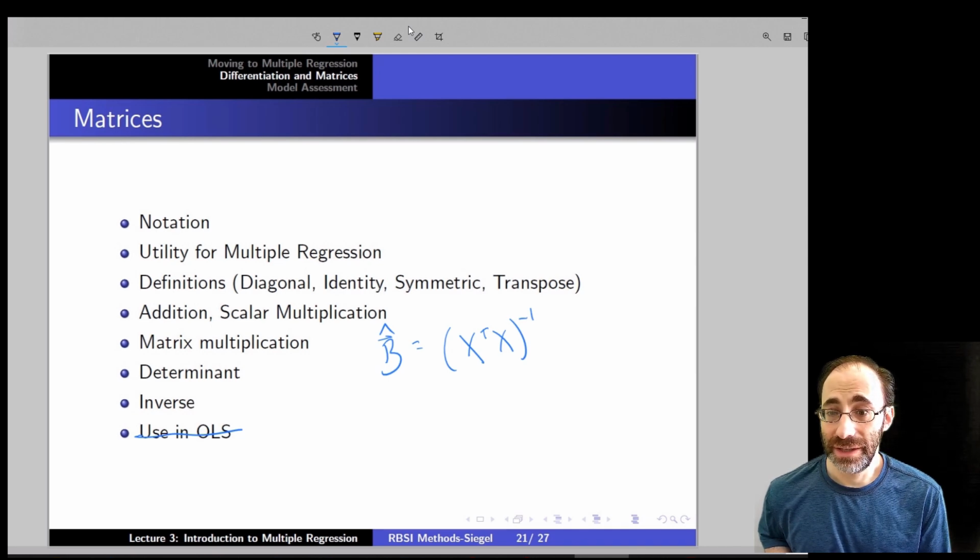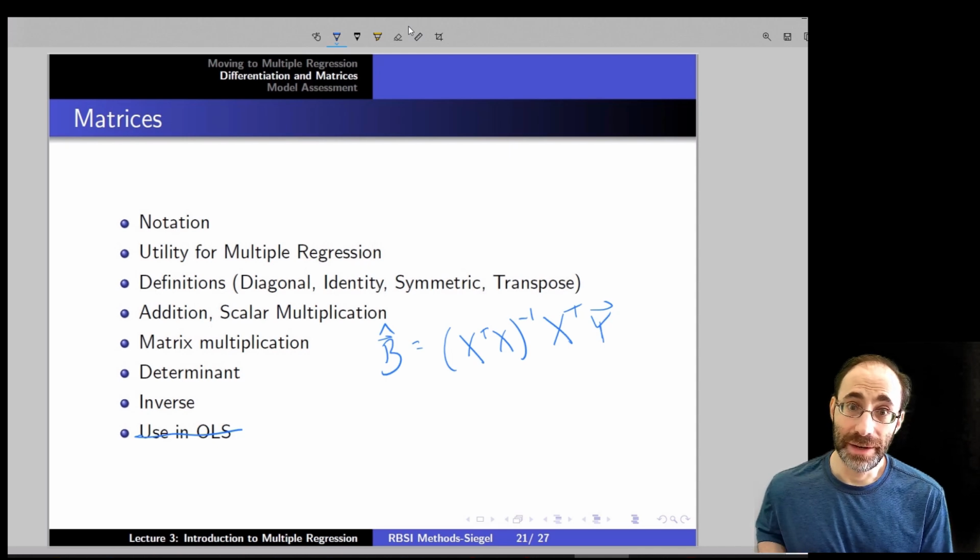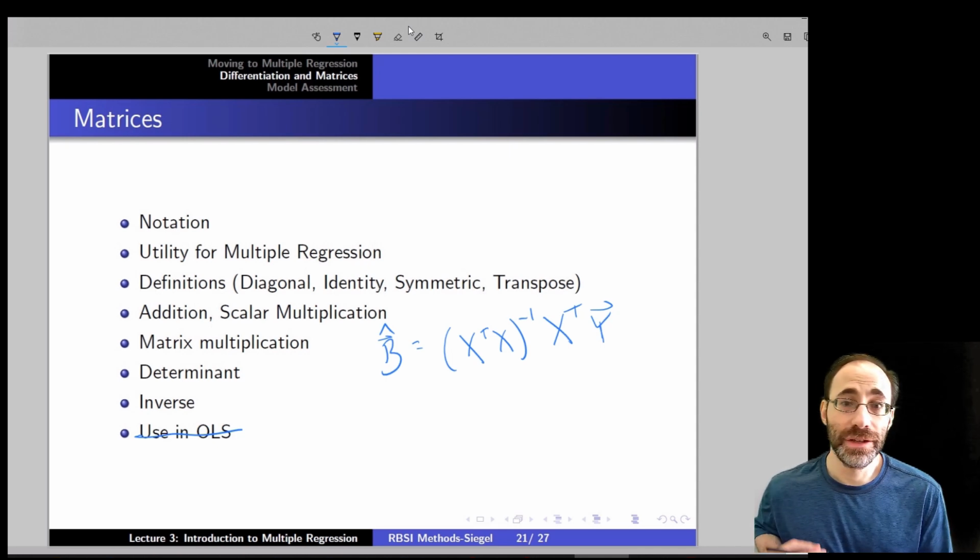That will give me a matrix. I take the inverse of that, I multiply it by the transpose of X, and I multiply it by my vector of dependent variables Y. That gives me my vector of coefficients beta hat. So this is a way you can calculate by hand all the coefficients on your multiple regression should you want to.